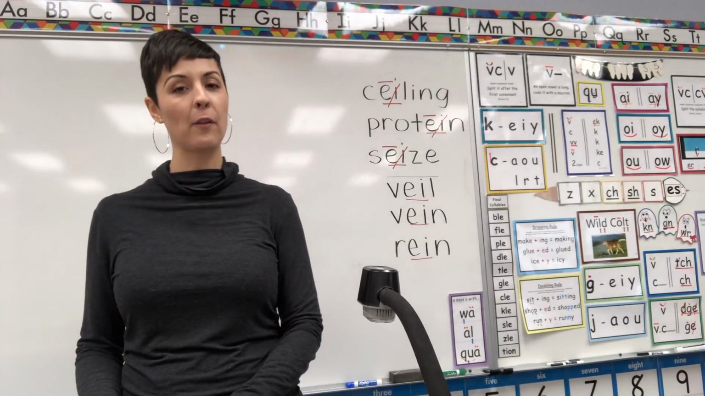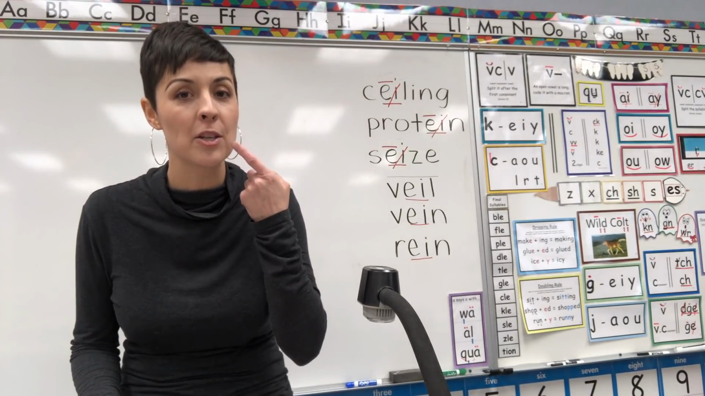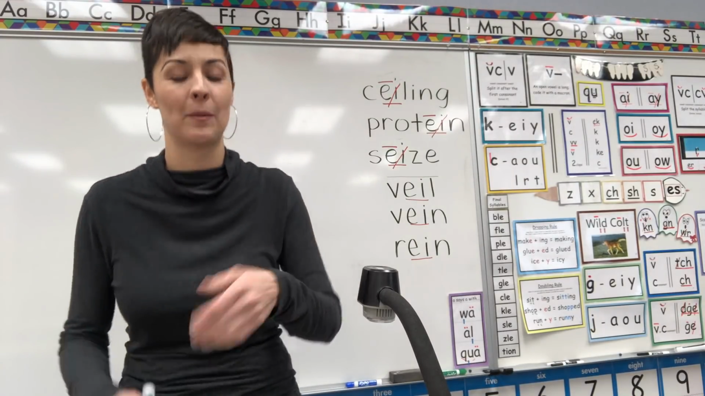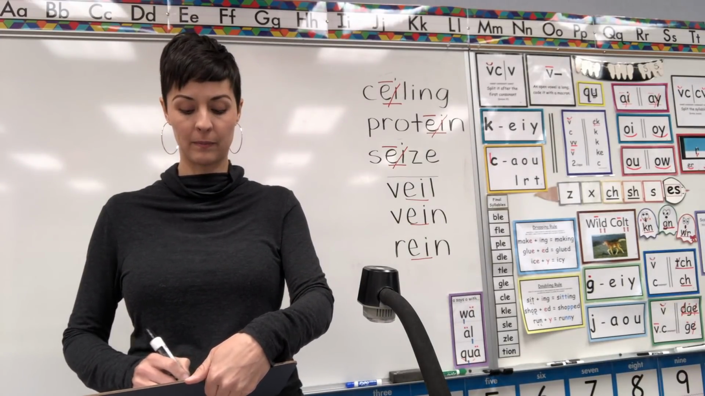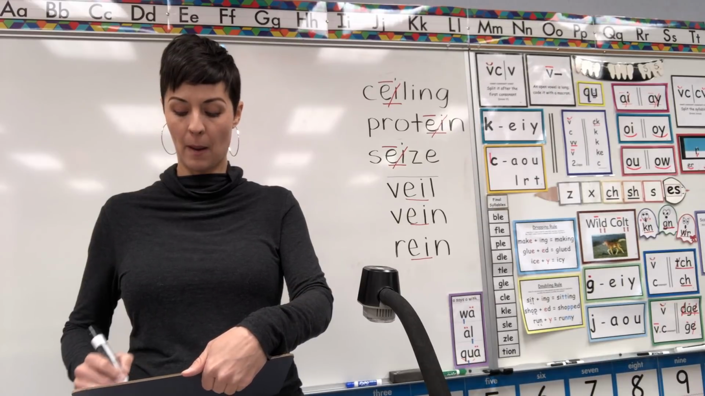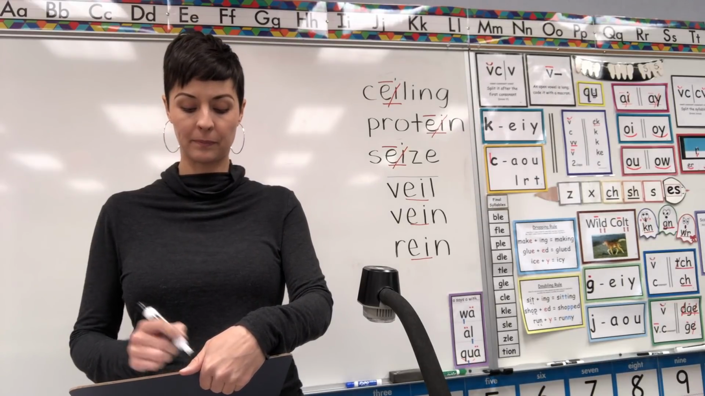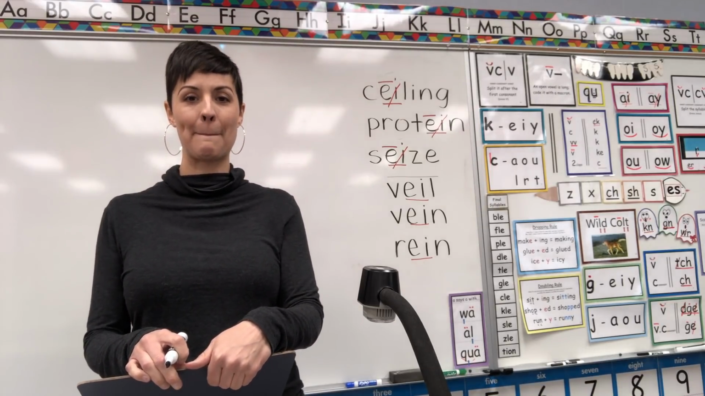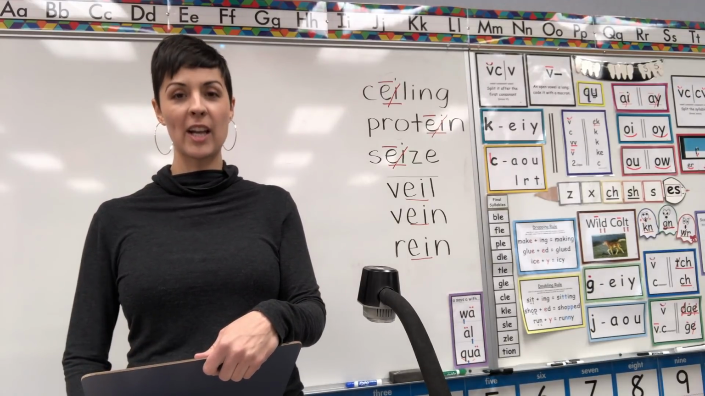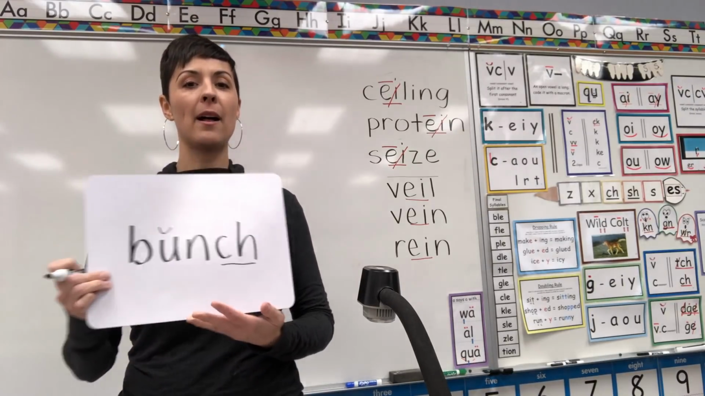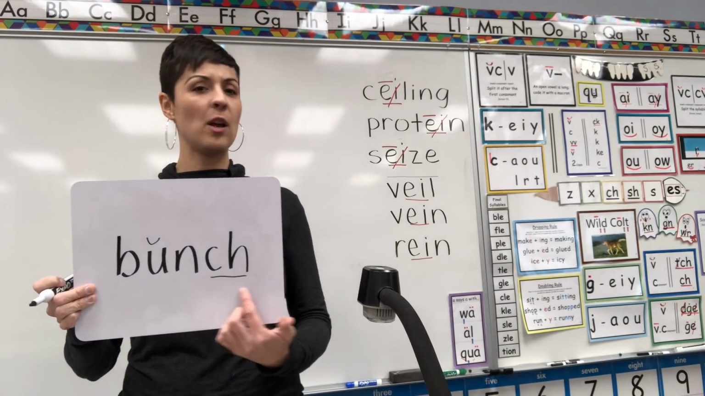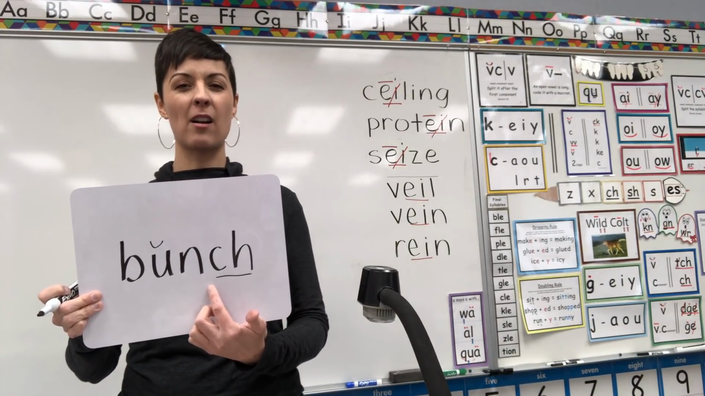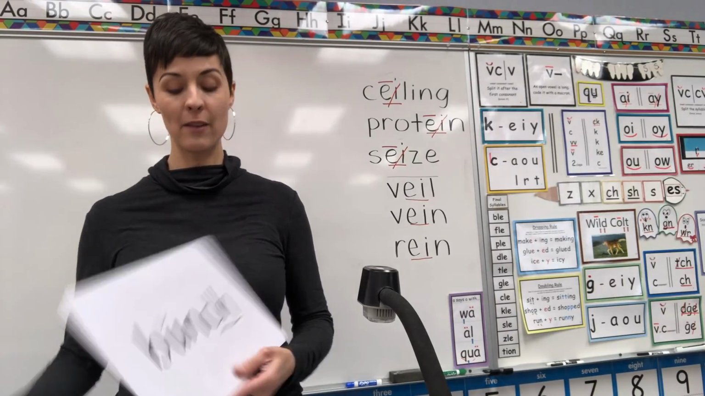Last word, spell for me the word bunch. What word? Bunch. Like I had a bunch of flowers. Bunch. Okay, let's check it. Bunch should be spelled B-U-N-C-H. Plain old digraph C-H after that consonant N. Erase, erase.